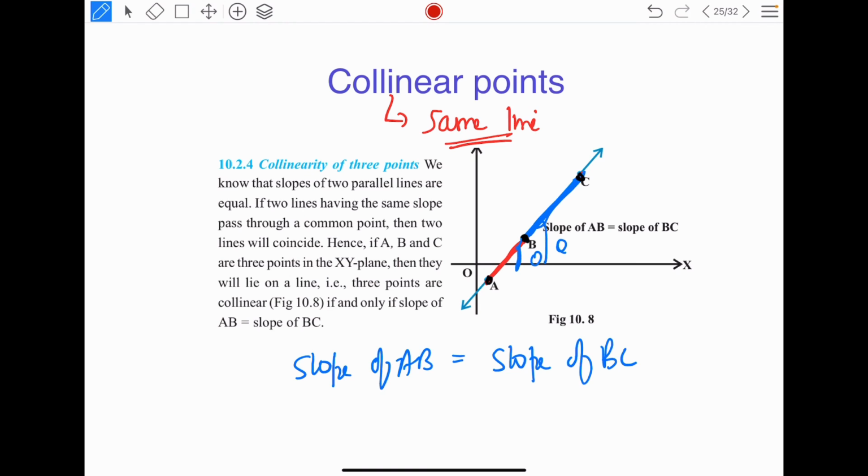They are line segments in the same large line. This is your large line in which the small line segments are there. So the angle made by the small line segments with the x-axis will be the same, so the slope is the same. If the angle is the same, tan theta is the same, the slope is the same. That's how you prove the points are collinear.